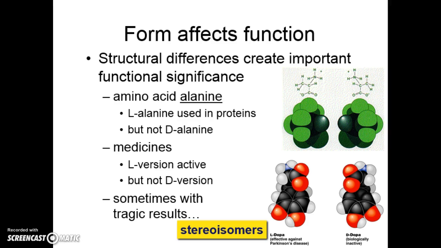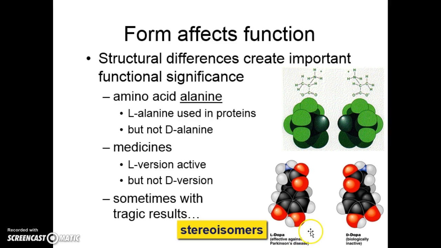So this idea is going to come up a lot throughout this course: that the form, which is the structure, affects the function. So structural differences create important functional meaning to life. So, for example, we have the amino acid alanine, and there are two different isomers of alanine. There's L-alanine, which is used in proteins, but there's also a D-alanine that's not used. And in terms of medicine, the L version can be active, but not the D version.